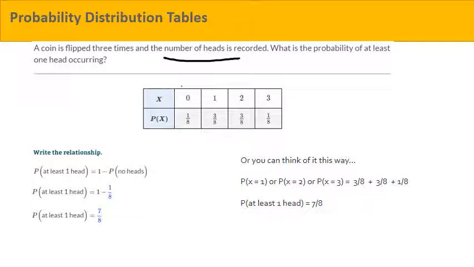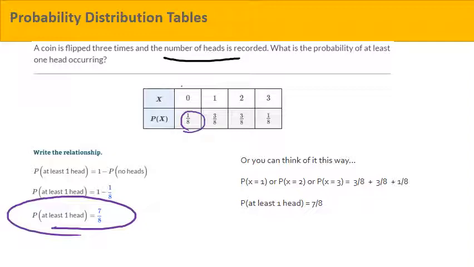So if I wanted to get the probability of at least 1 head, then that would be 1 minus the probability of no heads. So you would write that as 1 minus an eighth, because you would get that 1/8 from the probability of no heads. So it's 1 minus 1/8, and you get 7/8 overall. Now that is one way you can think about it. Or you can think about it this way.